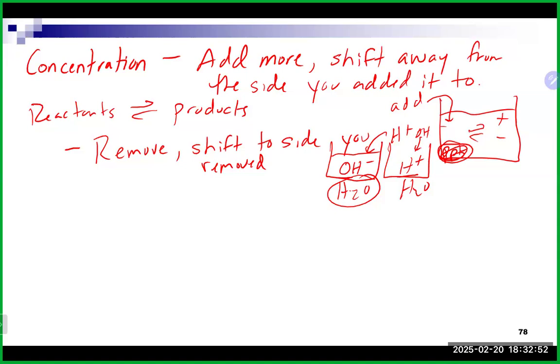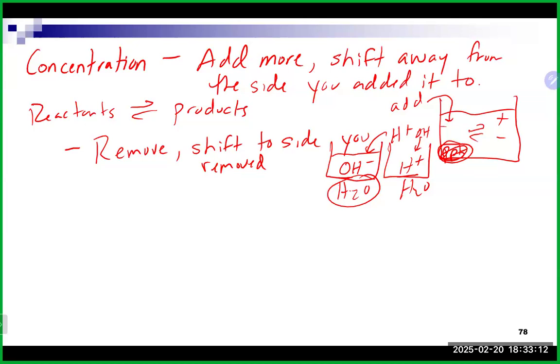Will you visually see it? Probably not. You will not see that happening, other than maybe your equilibrium reaction will change color as a result of you removing the hydroxide or removing the H plus. But you can't always visually see that you made water, but that's essentially what's happening in that case.